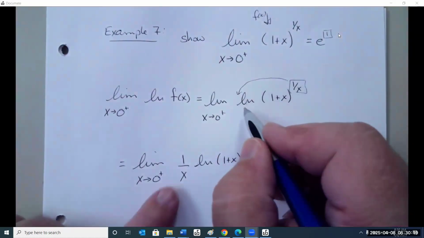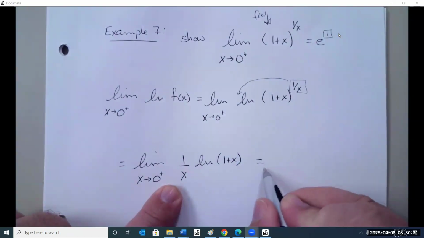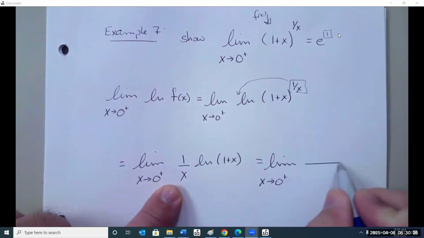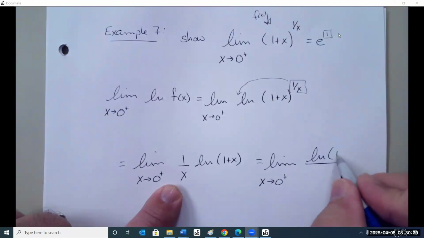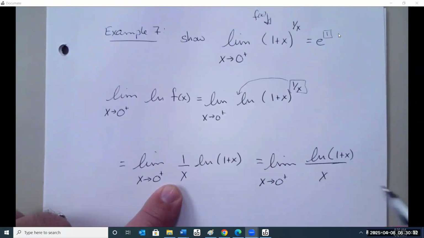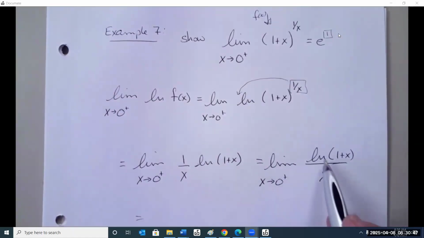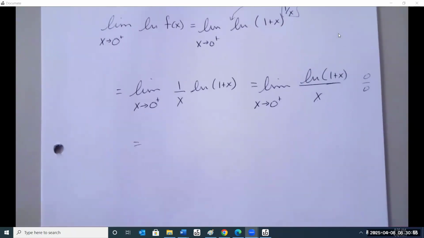So this exponent comes in front of the ln, so we have this. What makes this equation ln(1 + x) over x. Can we use L'Hopital's rule? Because when we put 0 in there, ln of 1 is 0 over 0. This is 0 over 0. So yes, we can apply L'Hopital's rule here.